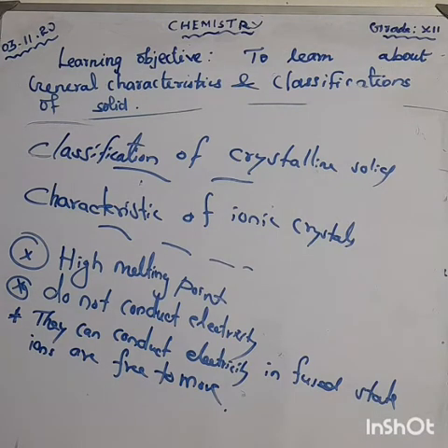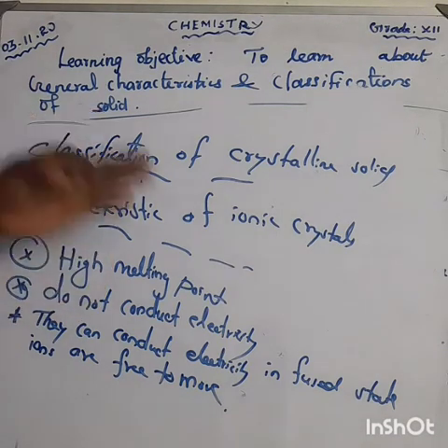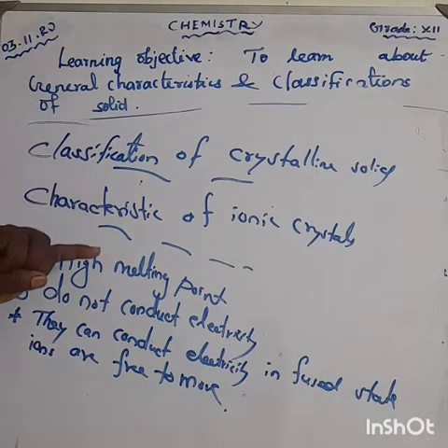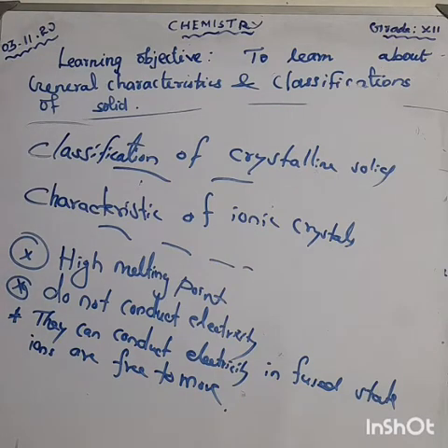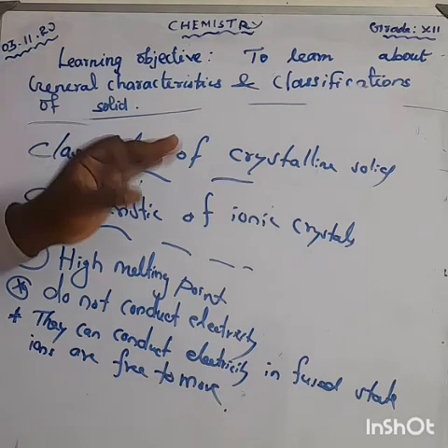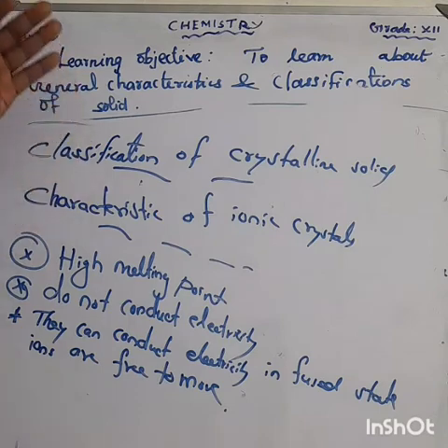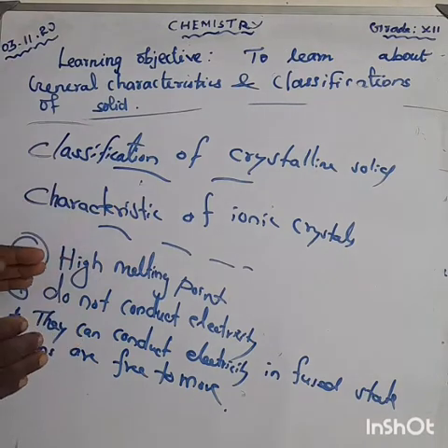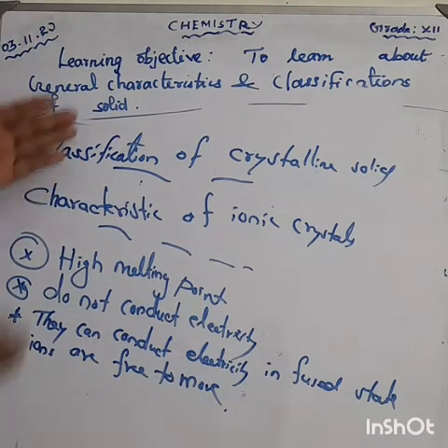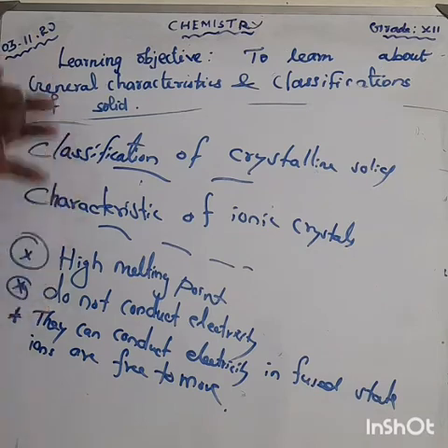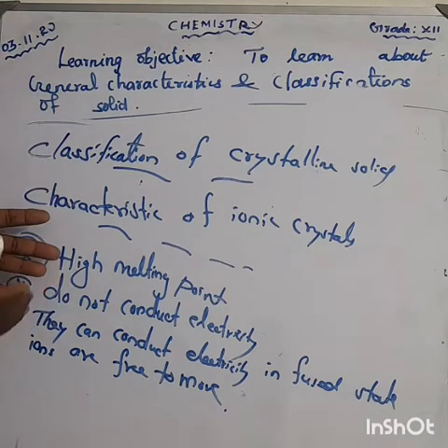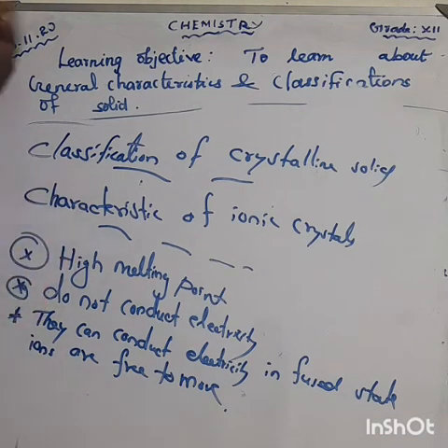What is the first point? What are the characteristics of ionic crystals? A very, very important question. The ionic solid has a high melting point. What's the second point? These solids do not conduct electricity, because the ions are fixed in their lattice position. Suppose the ions are in the molten state, or the fused state, or in solution, then the ions can conduct electricity.